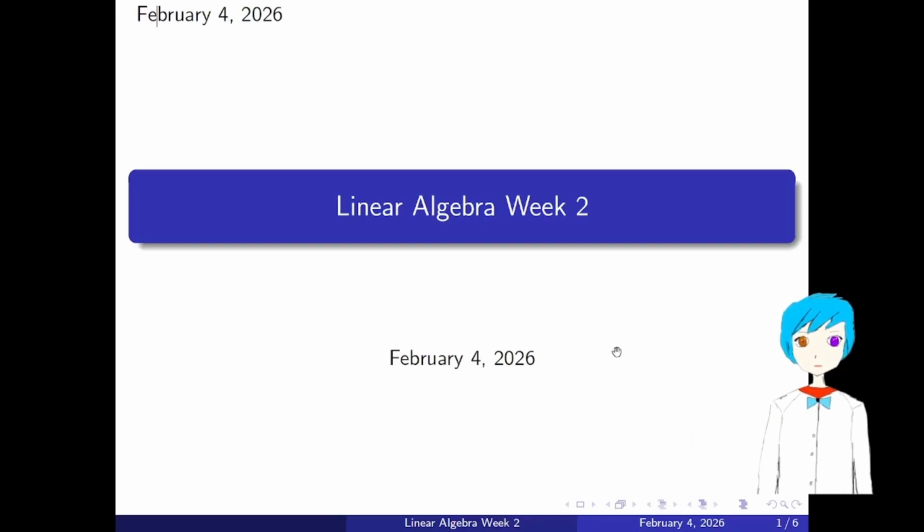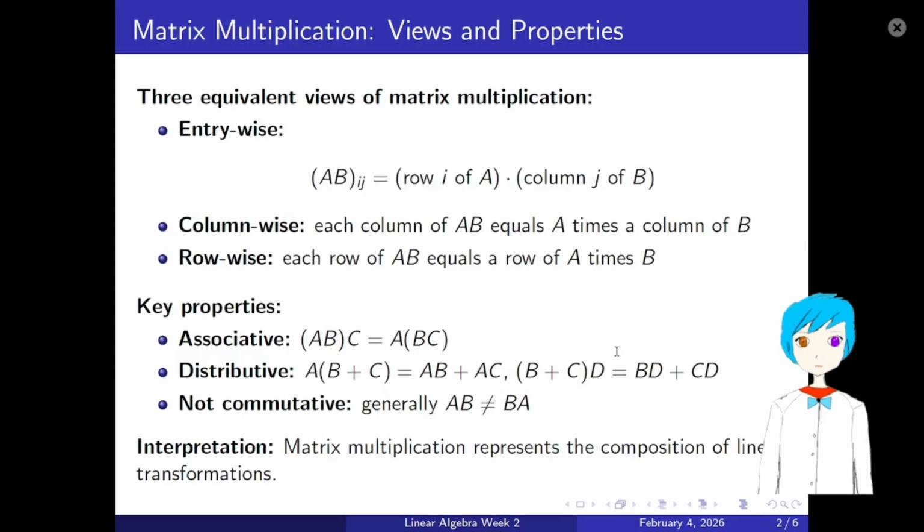Today we are going to do a review of our week 2 lecture of linear algebra. This week, we introduced matrix multiplication, its relationship with Gaussian elimination, and then matrix inverses. There are three equivalent views of matrix multiplication.